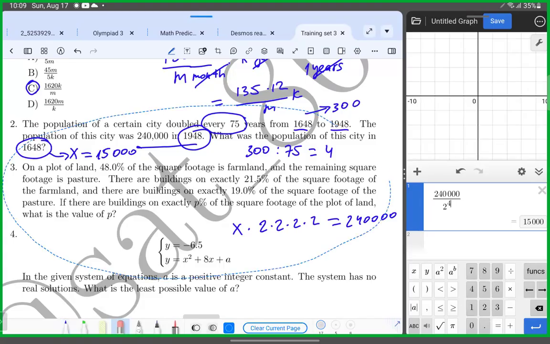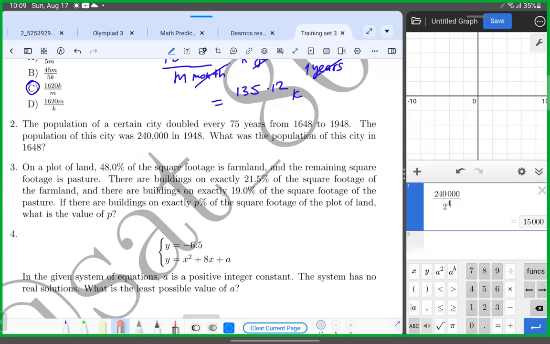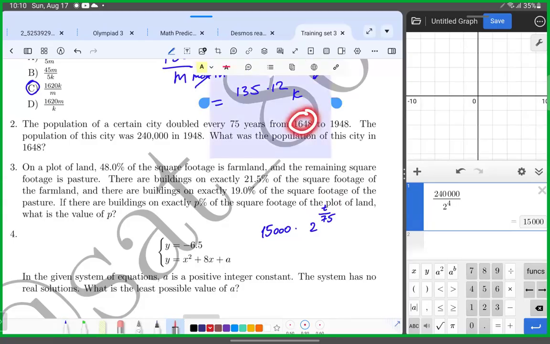Guys, here is a quick point for modeling this kind of question. How to model them? Let's say the model of this function: the initial value we already calculated, 15,000, times 2, since it is doubling every 75 years. It means 2 to the power of t divided by 75, where t is the number of years after 1648, guys. This is the model of this exponential function.